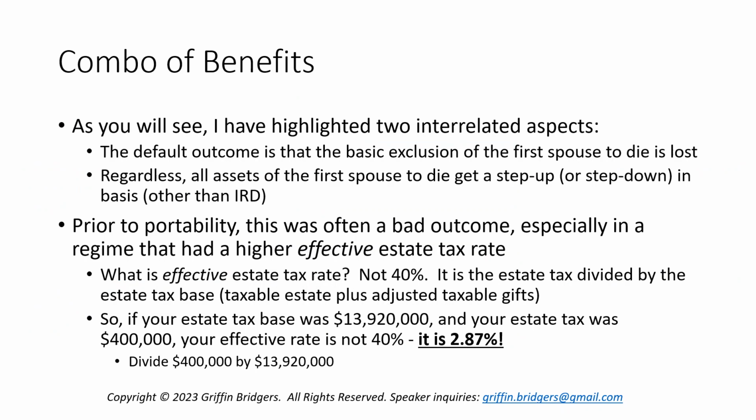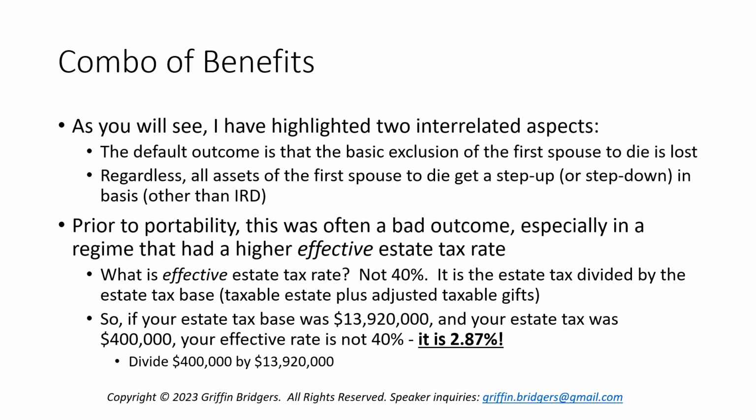So that being said, this combo of benefits highlights 2 interrelated aspects here that really seem different but actually affect each other. One is that in the sweetheart plan, the default outcome is that the basic exclusion of the first spouse to die is lost. But regardless of that, we get that benefit that all assets of the first spouse to die get a step up or potentially a step down in basis other than income in respect of a decedent. And that step up in basis can apply twice, as we'll see. Now, prior to portability, this was a bad outcome, especially under a higher estate tax regime.